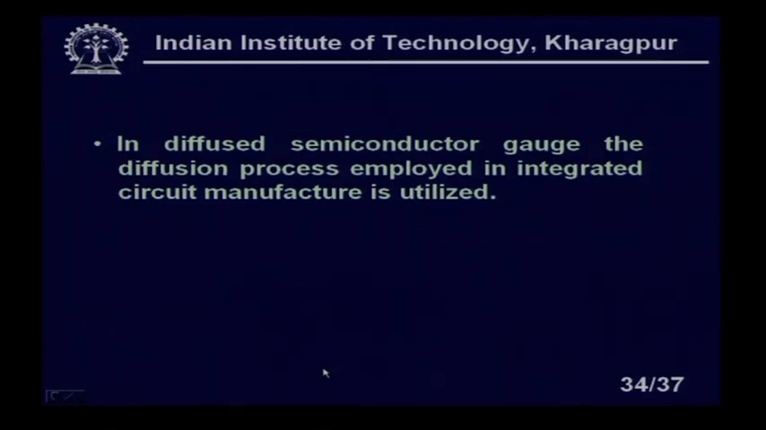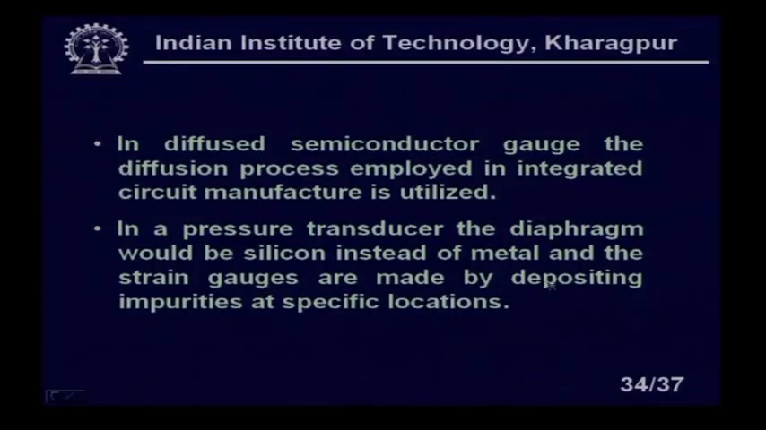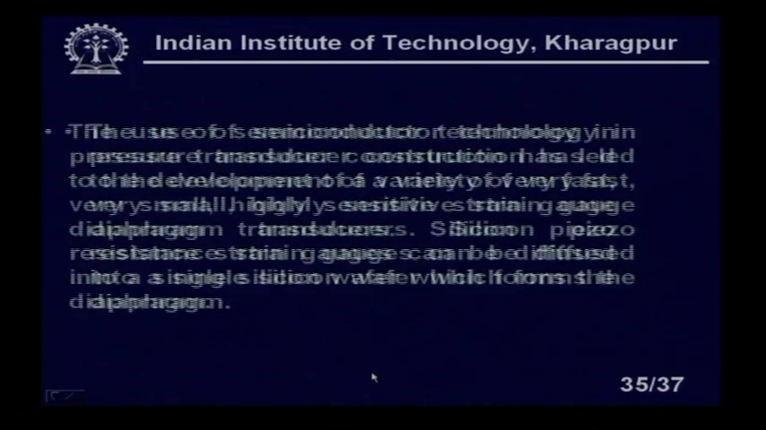In the diffused semiconductor gauge, the diffusion process employed in integrated circuit manufacture is utilized. In a pressure transducer, the diaphragm would be silicon instead of metal, and the strain gauges are made by depositing impurities at specific locations, as I told you. So, I will not be using any metals, not brass, not steel, anything. I am using the semiconductor wafer itself as a diaphragm, and where I want the particular strain gauge, that position will be doped, right. The strain gauges are made by depositing impurities at the specific locations.